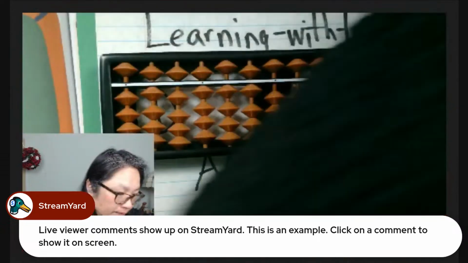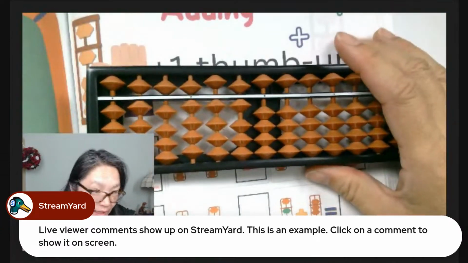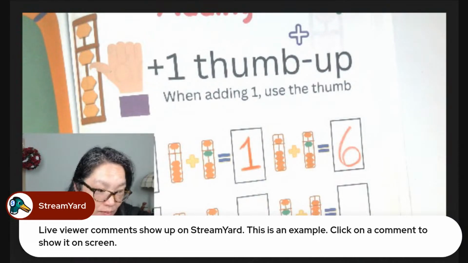So, anyways, what we're going to do is understand how to move the beads. Good morning, Hep. Welcome, Hep.